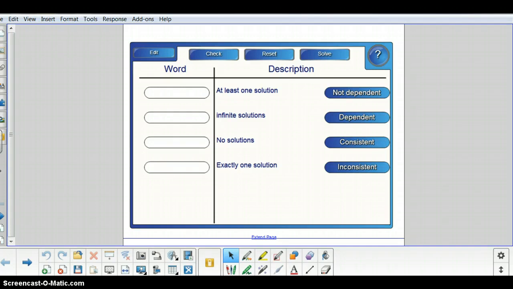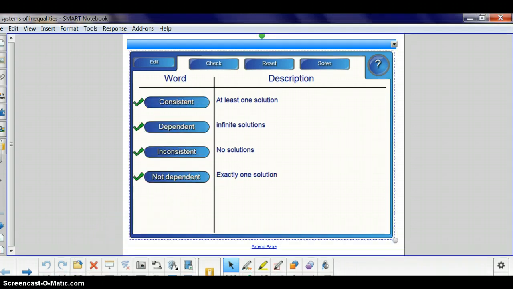Do me a favor, take a few minutes and see if you can decide which vocab word, not dependent, dependent, consistent, or inconsistent, best fits the description over here. So take a few minutes and see if you can decide what that might be.